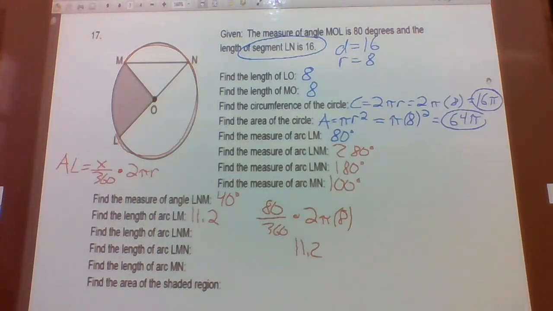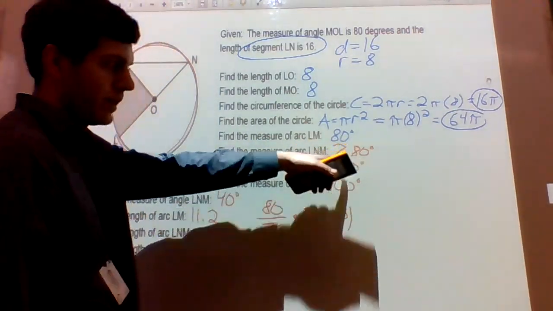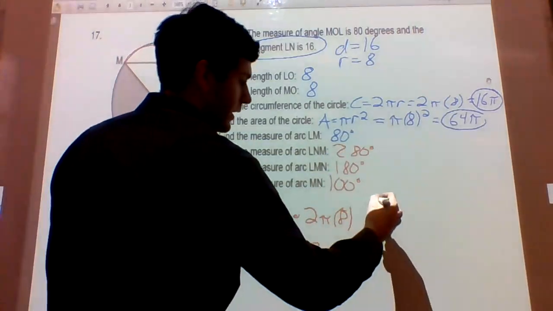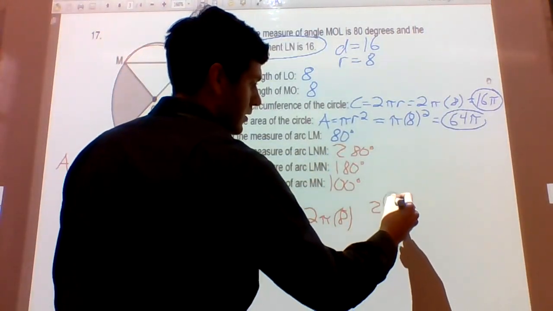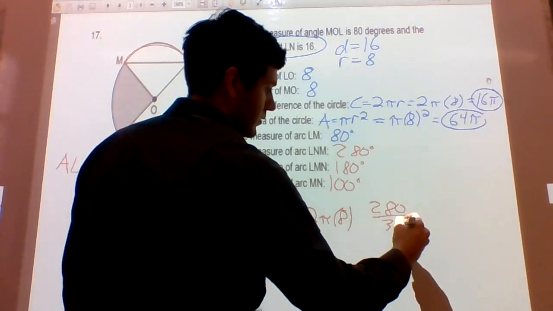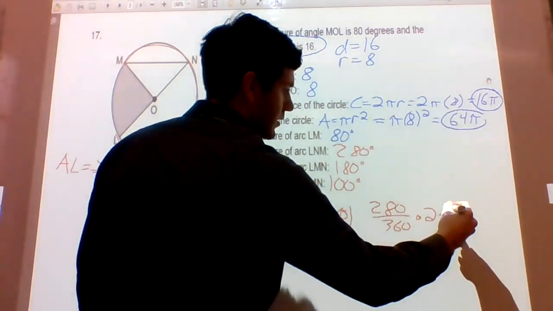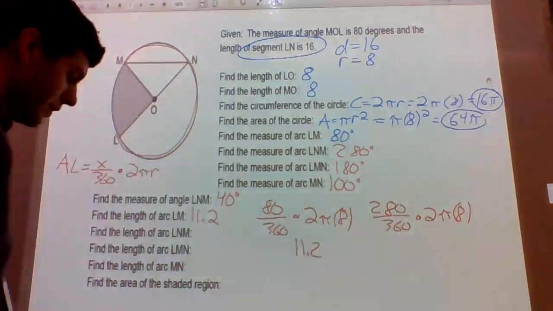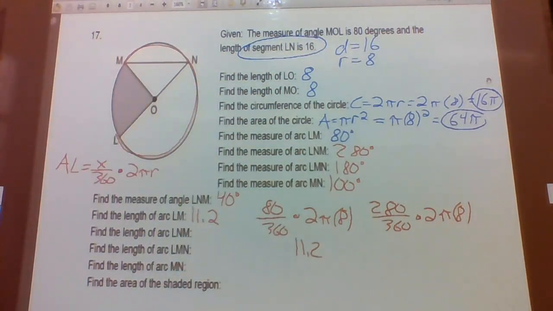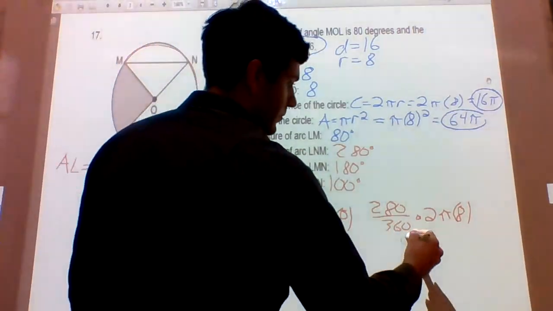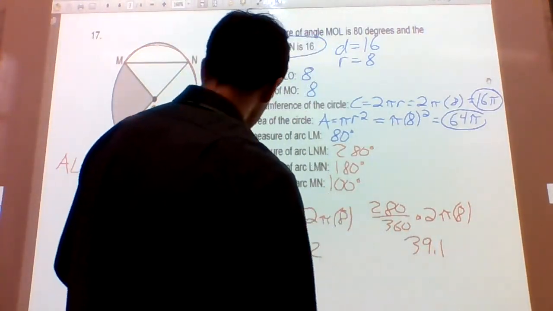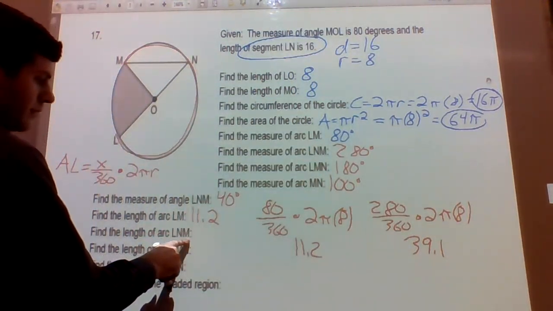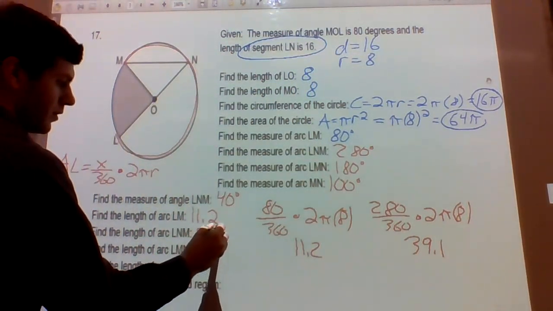Well, we know the measure of arc LNM was 280. Found it to be 280. So we're going to do 280 divided by 360 times 2 pi times 8. And we'll put that in the calculator. 280 times 2 pi times 8 divided by 360, 39.1. Okay, so we know the length of arc LNM is 39.1.